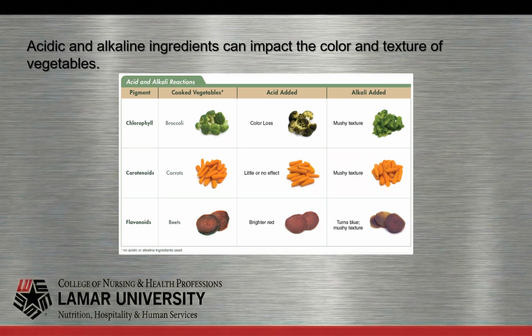Vegetables high in chlorophyll, such as broccoli, will turn a drab green color but retain their firmness when an acidic ingredient is added to the cooking liquid. Adding an alkali will cause green vegetables to become brighter in color but mushy in texture.